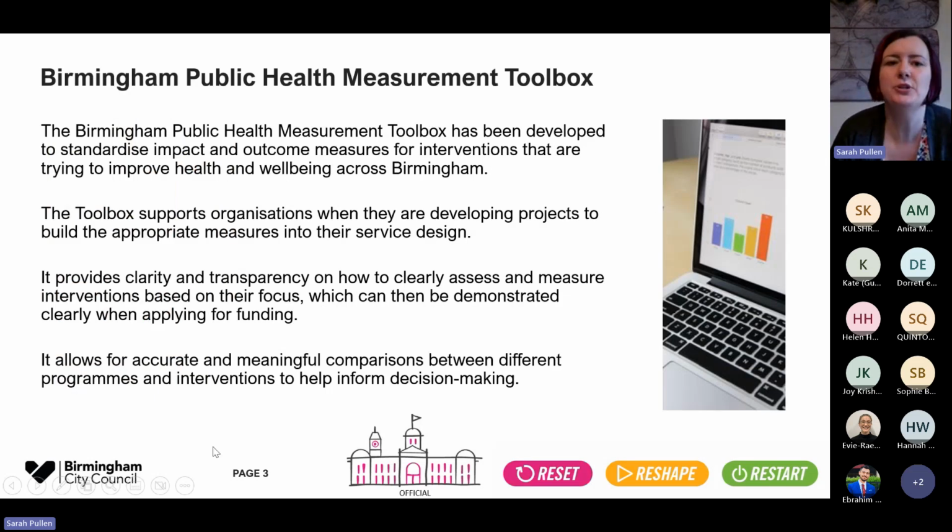So the Birmingham Public Health Measurement Toolbox has been developed to standardise the impact and outcome measures for interventions that are trying to improve health and wellbeing across Birmingham. This toolbox is designed to support organisations as they're developing projects, and it helps you to build appropriate measures into your service design. It aims to provide clarity and transparency on how to clearly assess and measure interventions based on their focus, which can then be clearly demonstrated within applications for funding. And it also allows for accurate and meaningful comparisons between different programmes and interventions, which helps inform decision making as we go forwards.